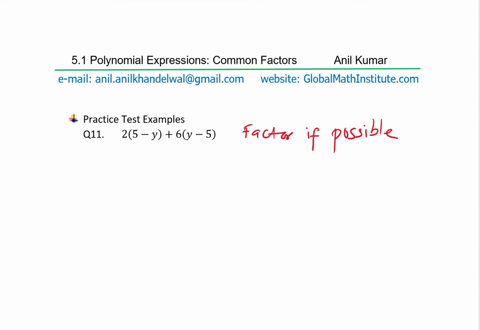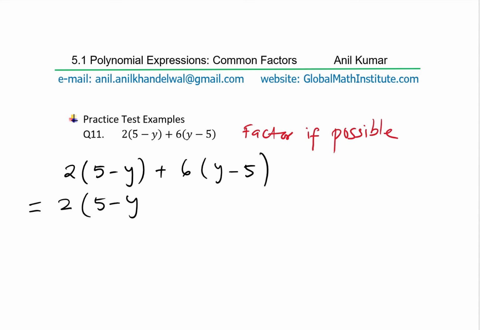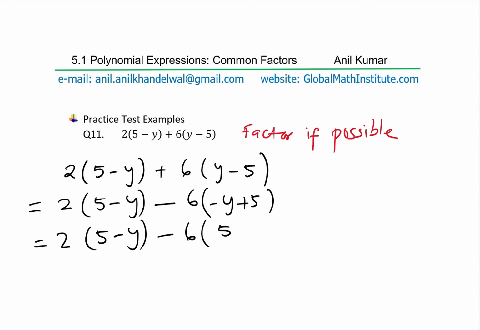Now let's begin. We are given 2 times (5 minus y) plus 6 times (y minus 5). Well, as far as numbers are concerned, we could factor 2's, no problem. But as far as the terms are concerned, can we factor this? Well, of course we can. If I interchange, then look here. I could write this as 2 times (5 minus y). And if I take minus common, in that case, this becomes minus (y plus 5), which could be treated as 2 times (5 minus y) minus 6 times also (5 minus y).